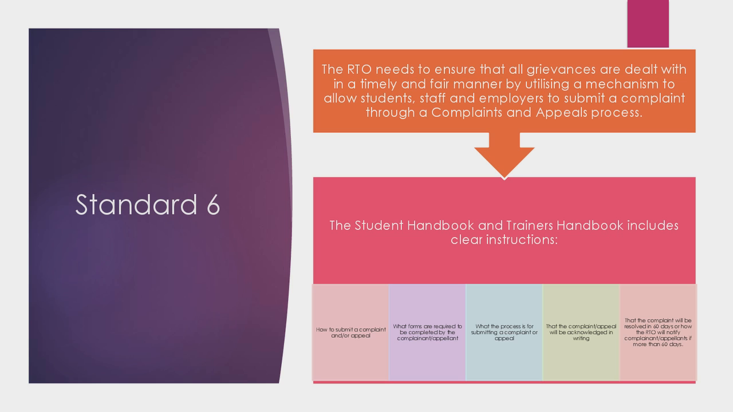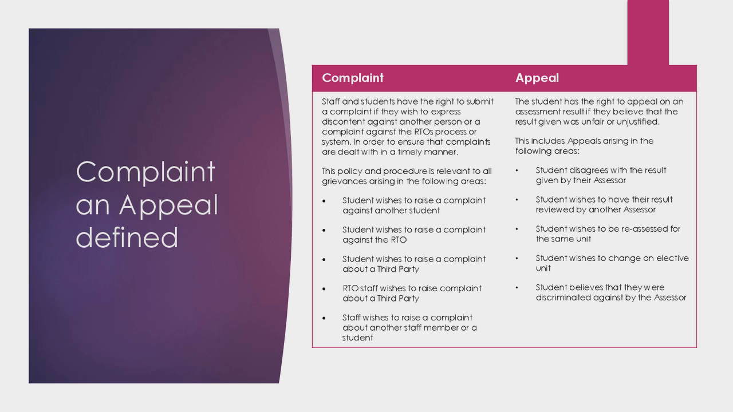And there are a range of ways that someone can make a complaint, and we'll go through that. The complaint will be resolved within 60 calendar days, and if it's not reviewed within 60 calendar days, you will notify the student. So within the policies and procedures manual, we make it clear what is a complaint and what is an appeal.